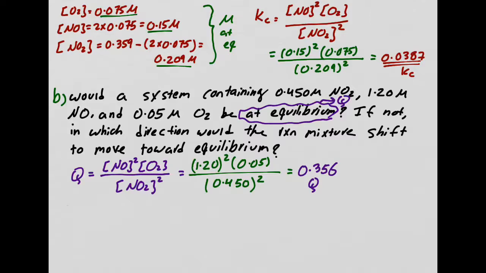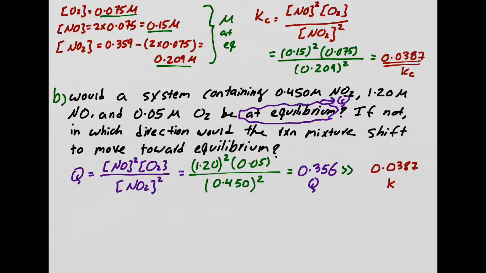Now, what I'm going to do, I'm going to compare Q to K. What is my K? My K is 0.0387. That is my K. Do you guys agree? So now I can just put K instead of KC. C just means concentration, right? So what can you tell me about Q versus K? Which one is bigger? Q is a lot bigger than K, isn't it? It's 0.3. This is 0.03. So Q is a lot larger than K.